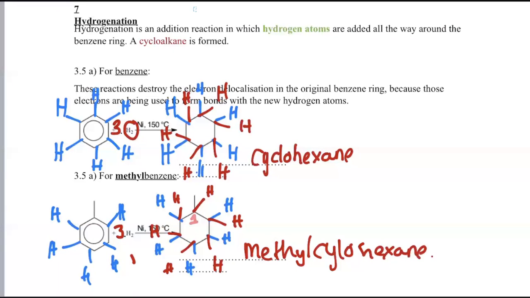Please take note that the cyclohexane is no longer a benzene ring. It is now an alkane. Okay, change of functional group already. It is not a benzene ring anymore because you have completely broken the delocalized system. Okay, so these reactions destroy the electron delocalization in the original benzene ring because those electrons are being used to form bonds with the new hydrogen atoms. Okay, so please take note that cycloalkane is no longer a benzene or an arene functional group.